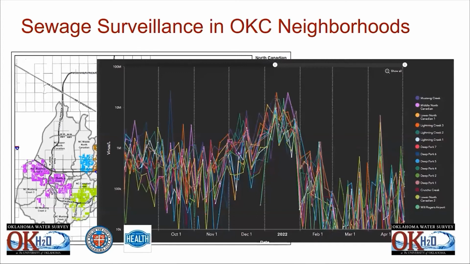So here's another example of those results, and we have a dashboard online that our partners can go out and look at this and look at specific neighborhoods or wherever they're interested in, just kind of based upon which drainage line it's on, and that's where the names come from.